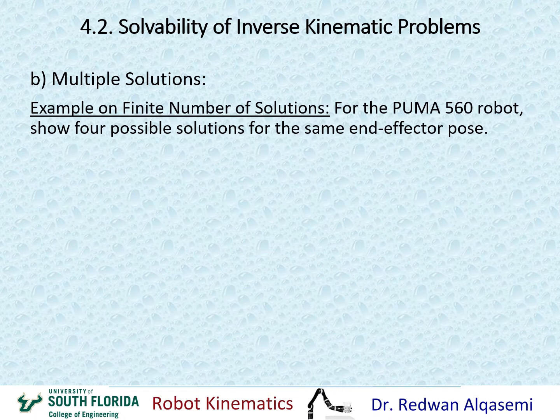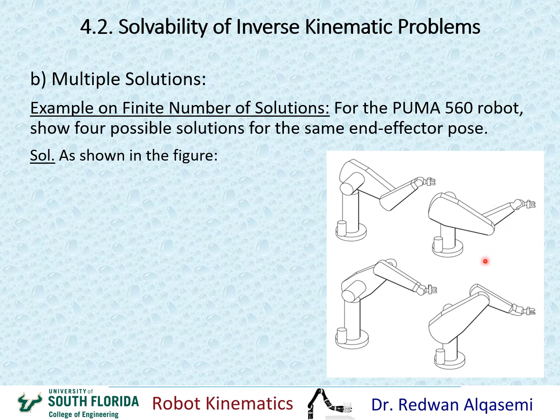Another example with a finite number of solutions would be a Puma 560 robotic arm. And what I need to show here are four possible solutions for the same end effector pose. I put this figure from the book where you can see four possible solutions. If you look closely at the end effector, all four solutions show the same exact point of the end effector that's not changing at all. So the end effector has the exact same pose, position and orientation, in space. So, four solutions.